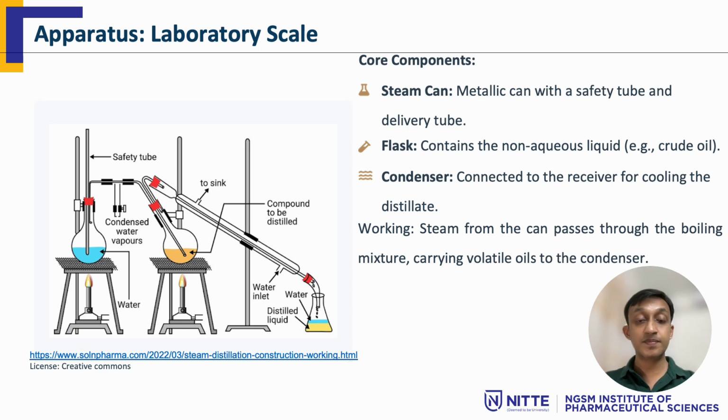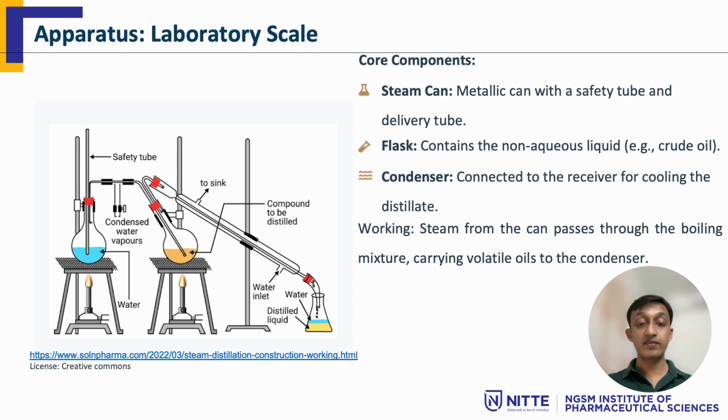This is typically a metallic vessel fitted with a safety valve or a safety tube to prevent the pressure buildup, a delivery tube through which steam is directly going into the system, and the function of this unit is to generate a continuous supply of saturated steam which acts as the distillation medium.